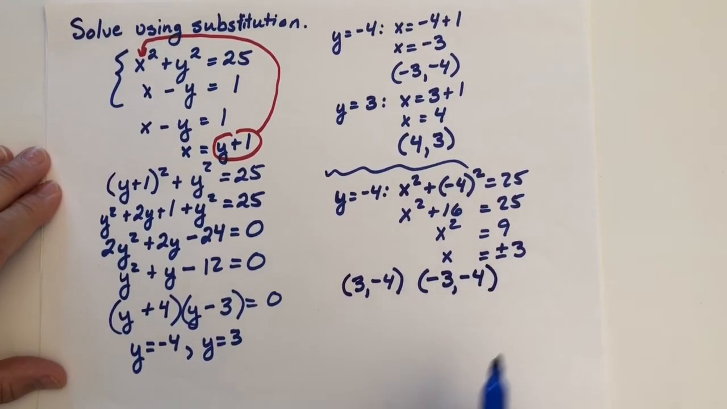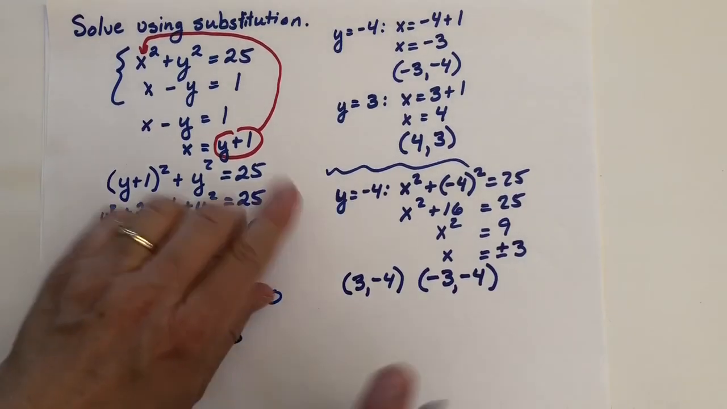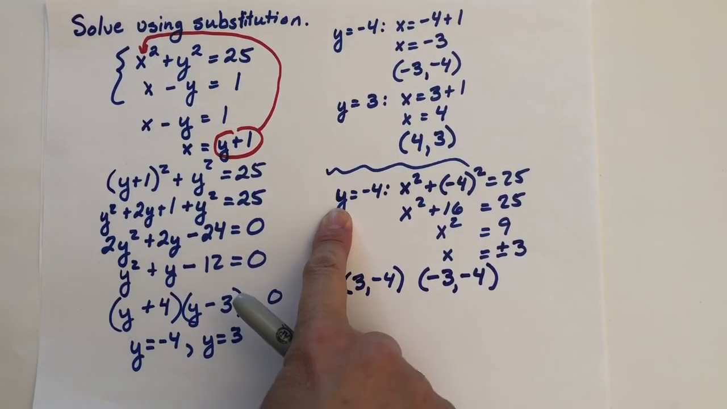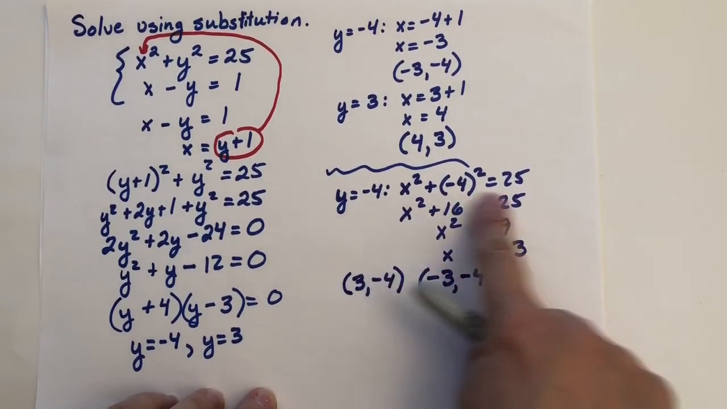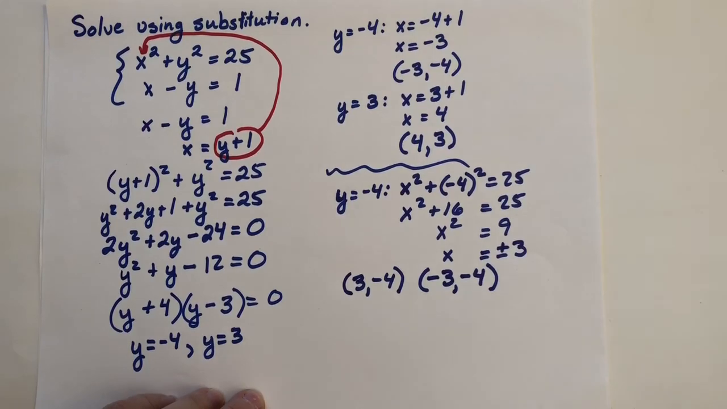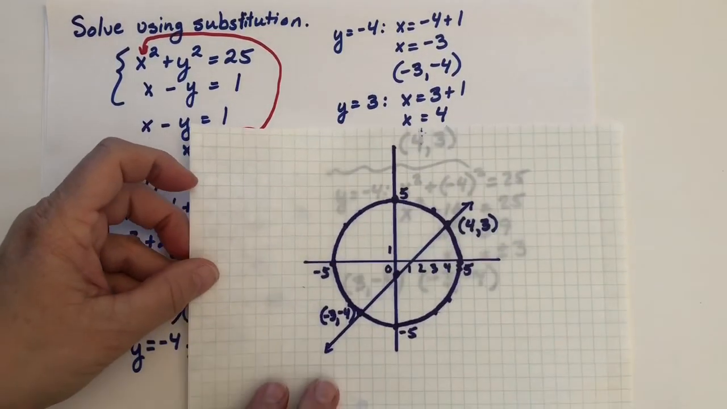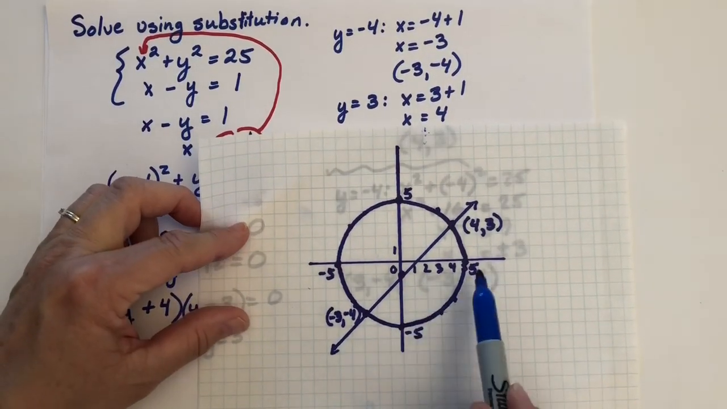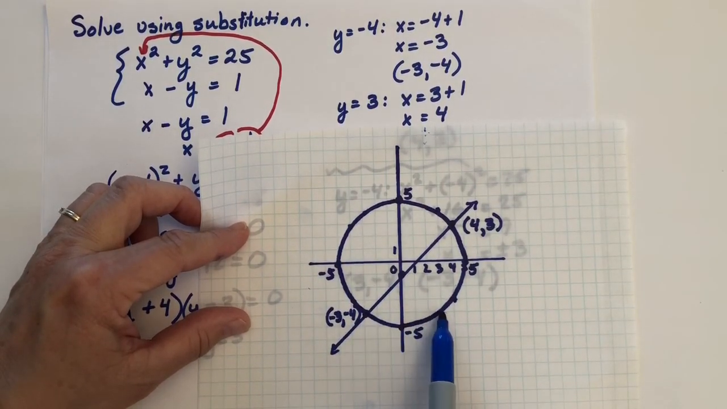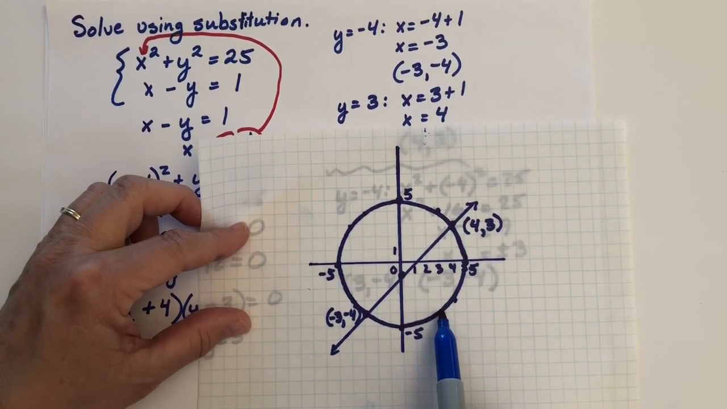And you can see why if I bring you back to the graph. When we substitute negative 4 into the equation that represents the circle, you'll find every point on the circle that has a y value of negative 4. Let me come back over here for you. Here's our circle. Here's our y value equaling negative 4. Ooh, the y value also equals negative 4 right here. But that is not a solution to the system.